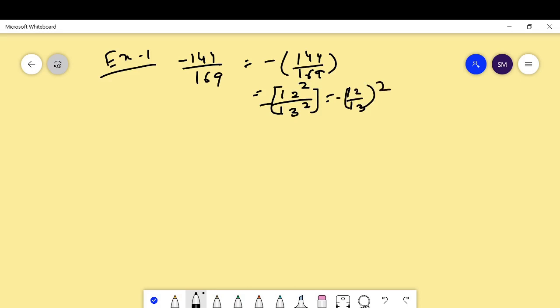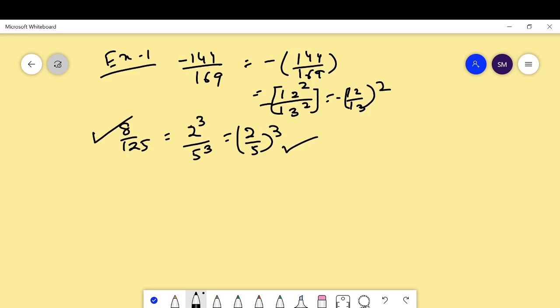Then suppose a question is given: 8 upon 125. Express it in exponential form. 8 can be written as 2 cubed and 125 can be written as 5 cubed. This can be written as 2 upon 5 to the power 3. This is the exponential form and this is the normal rational number form.